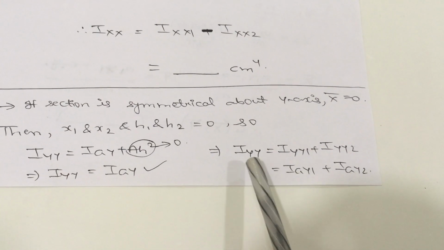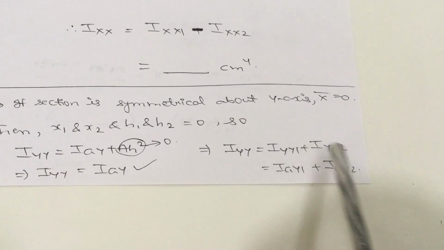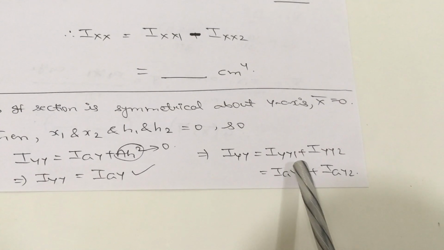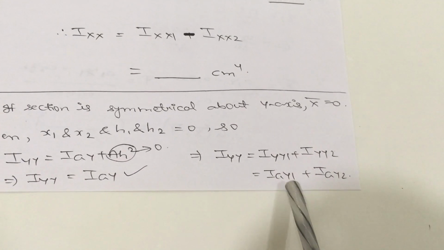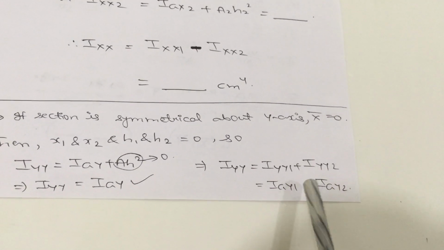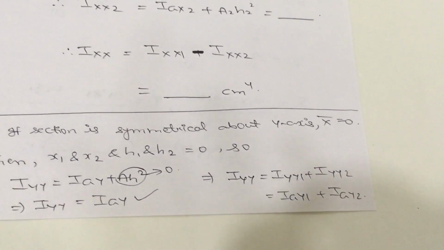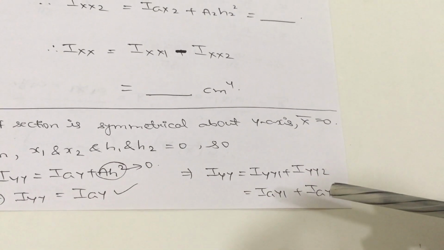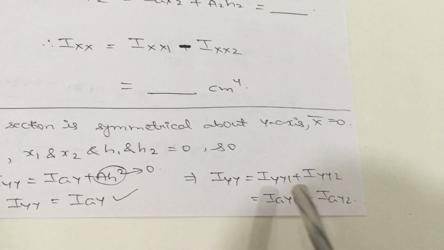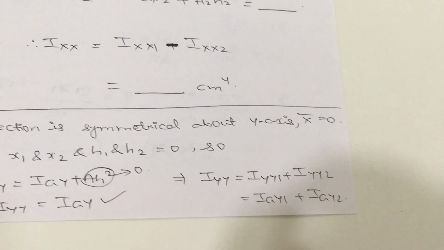Then we calculate the total Iyy value in terms of the two sections, like Iyy1 plus Iyy2, that is nothing but Igy1 plus Igy2, if it is a combined composite body. Suppose for example it is a cutout section, then here you will get the minus sign. That is the only difference.